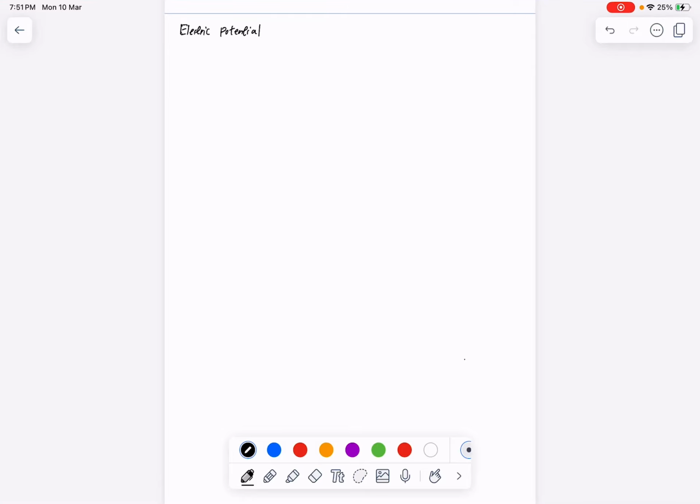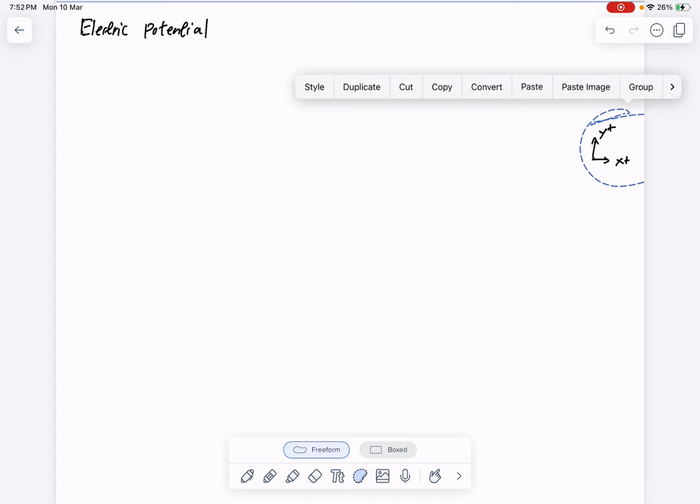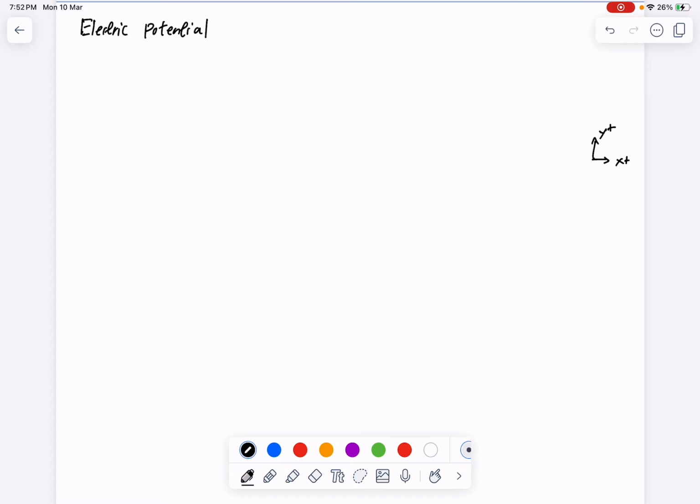Hi, so I'm going to talk about electric potential. So first, I set my coordinate system, calling this the x positive direction, the y positive direction here. Put this to the side, and I have a positive charge Q here.